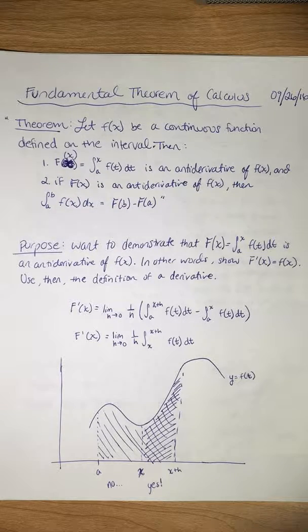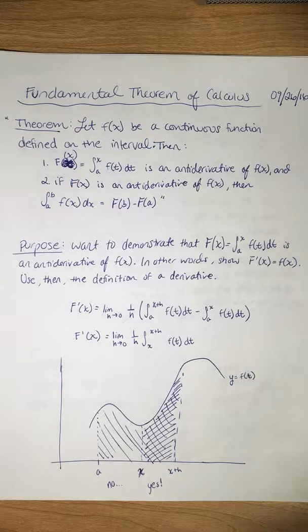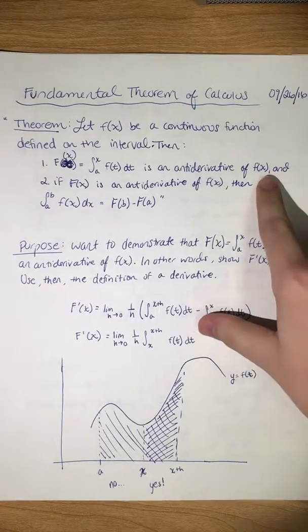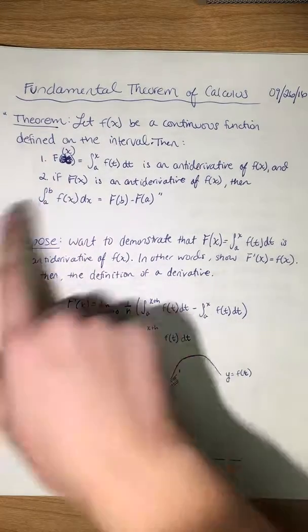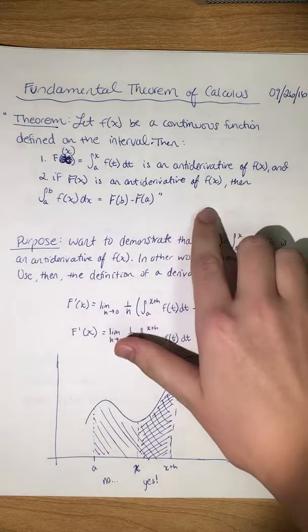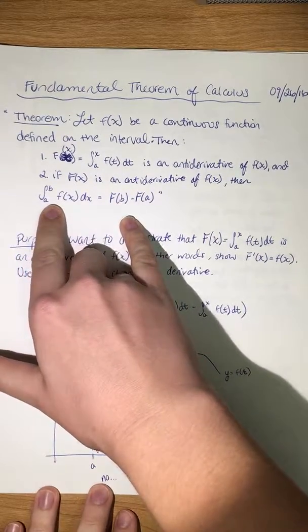The theorem states: let f of x be a continuous function defined on the interval, then capital F of x equals the integral of f of t from a to x, and this is an antiderivative of lowercase f of x. And if capital F of x is an antiderivative of lowercase f of x, then this is what should be equal to each other.